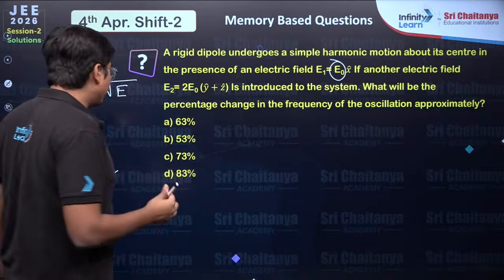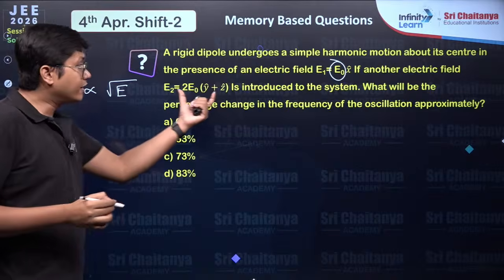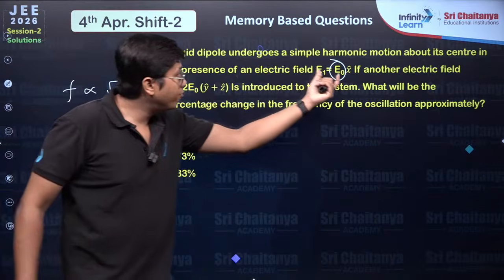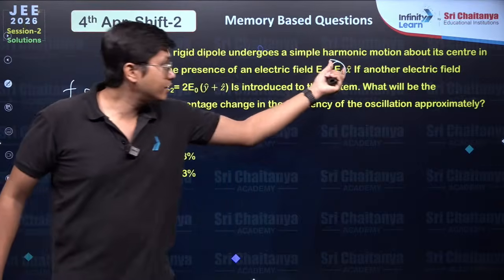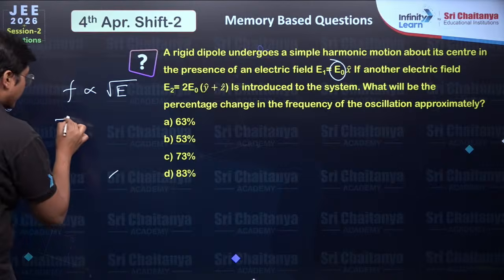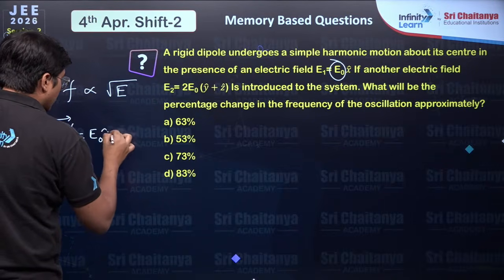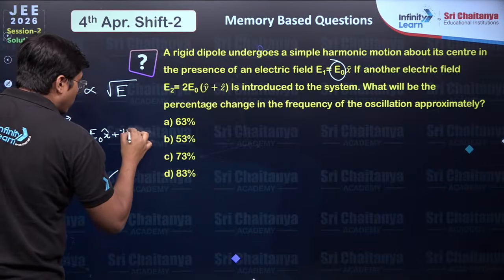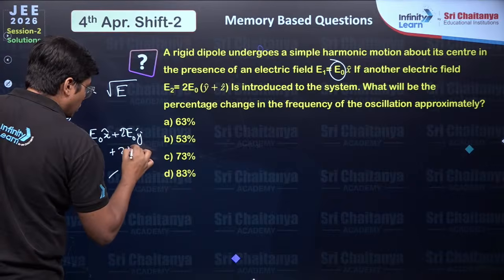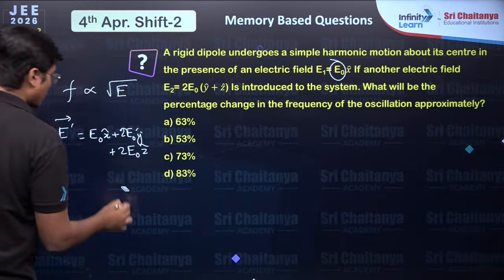But the new electric field, E dash I'll call it, remember it's not just this. This is introduced, meaning from before this is also there. This is there plus this is there. So my new electric field E dash is E naught x cap plus 2 E naught y cap plus 2 E naught z cap.